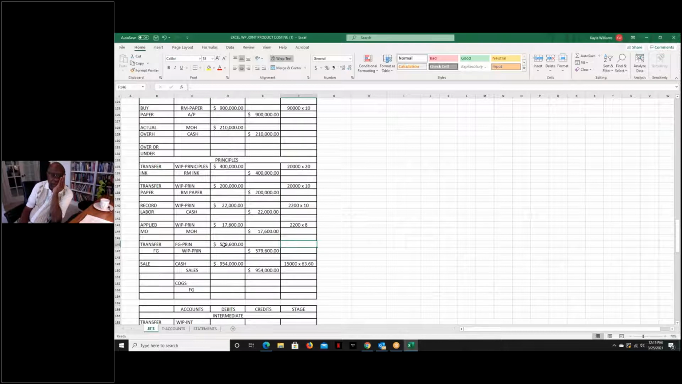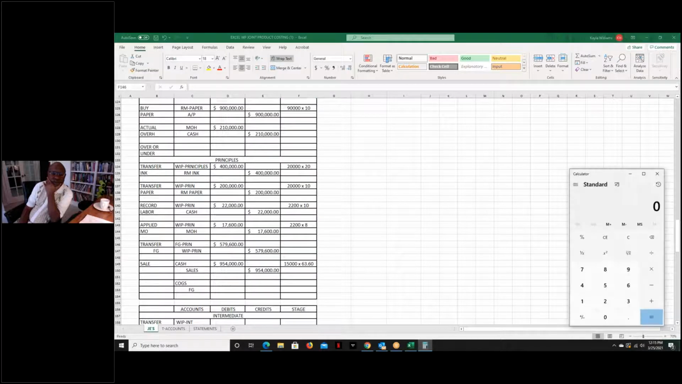Are we supposed to find the actual unit cost? Right, we're going to get to that finished goods account. What I did was the stage 3, so our number was 579,600, and then I divide it by how many books we completed, which was 18,000. I got 32 point, yeah, I got that. So that's our actual unit cost.